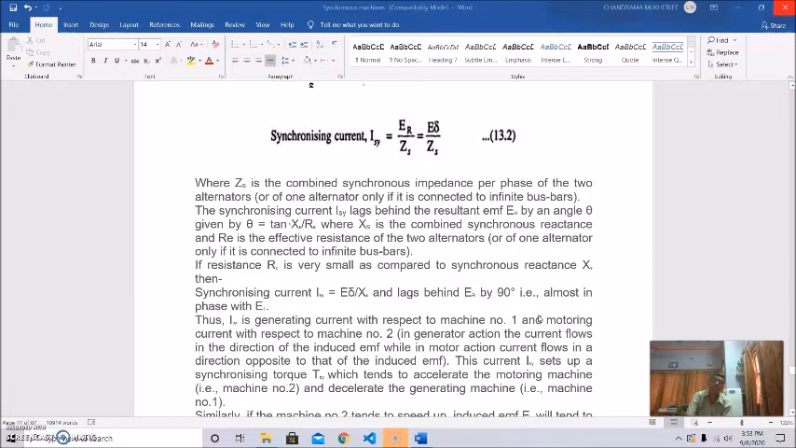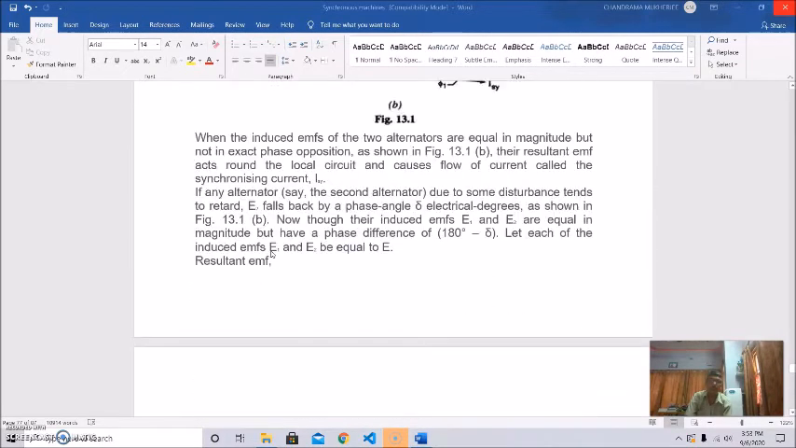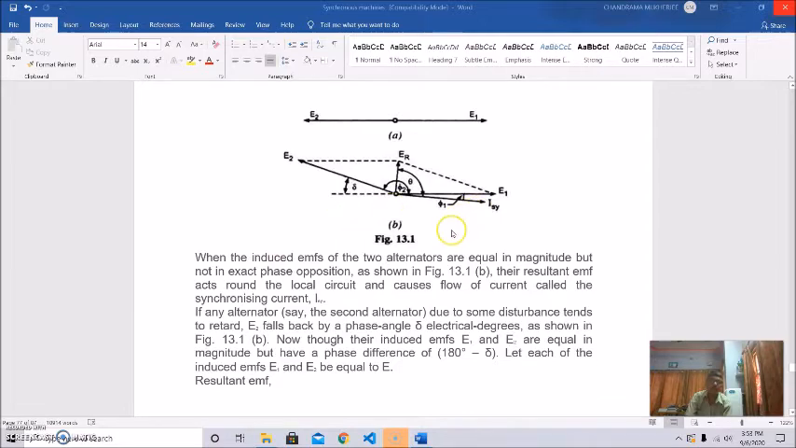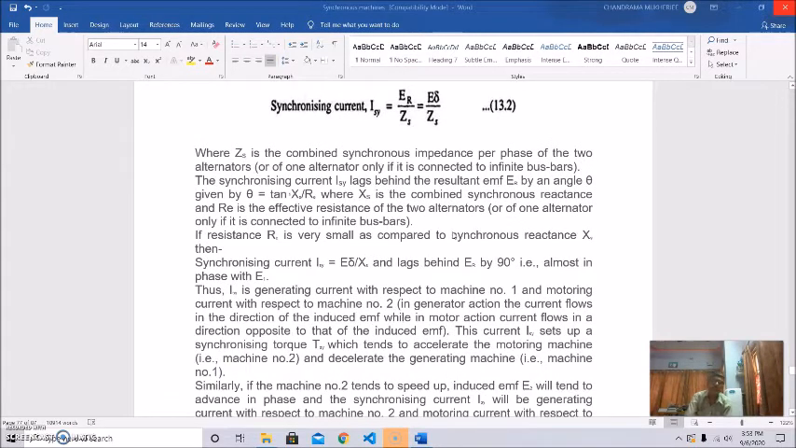So if the resistance RE is very small as compared to the synchronous reactance XS, the synchronizing current ISY equals E delta by XS and lags behind ER by 90 degrees, that is, it is almost in phase with E1. Thus the synchronizing current ISY is a generating current with respect to machine number 1 and a motoring current with respect to machine number 2.